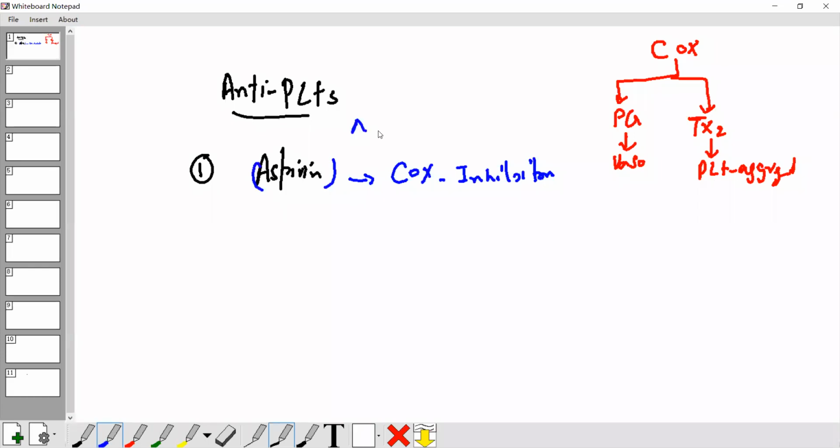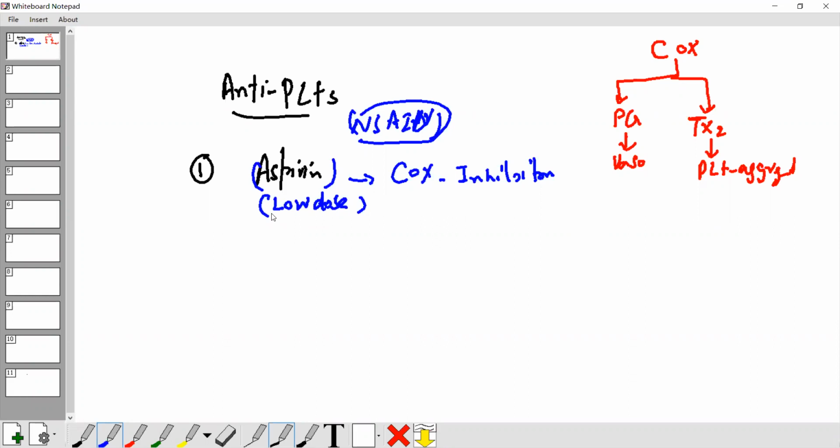Other NSAIDs are also doing the same. Aspirin, especially in the special part of platelets, is a bit more special. Aspirin is commonly used. Aspirin works against platelets at low dose, okay? At low dose, not at high dose. At high dose it is just a painkiller.